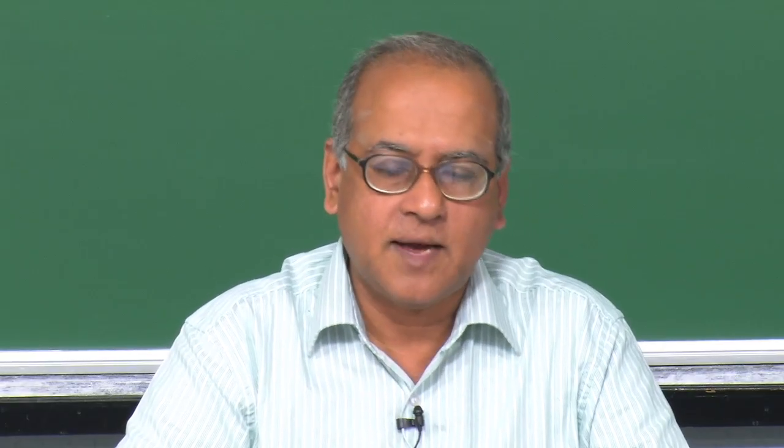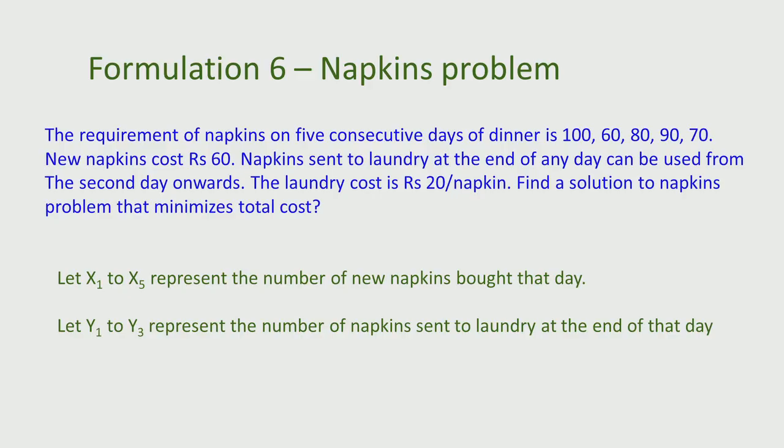The requirement of napkins on 5 consecutive days of dinner is 100, 60, 80, 90 and 70, which means that we are going to have dinner on 5 consecutive days, and for each guest there is a napkin that is given for them to use, and the requirement of these napkins are given as 100, 60, 80, 90 and 70. A new napkin costs rupees 60.